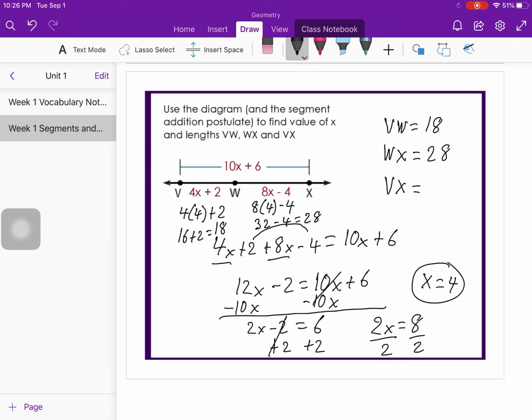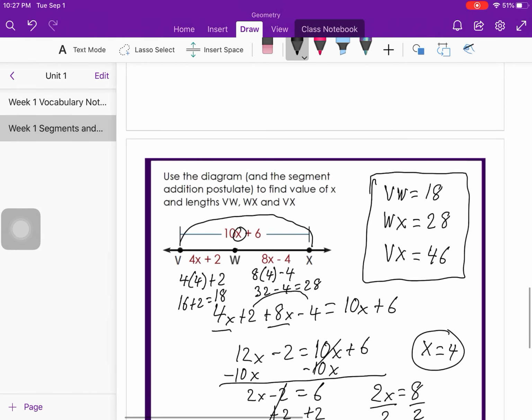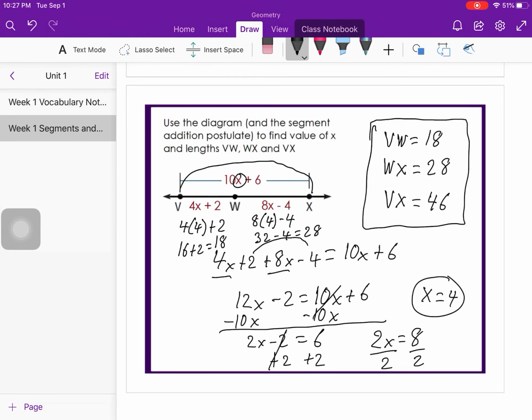Now there's two ways you could do the last part. VX is the biggest part. Now that we know what the two small chunks are, you can just add those together. 18 plus 28 is going to give you 46. Or you could plug in 4 in place of the x here. 10 times 4 is 40, and 40 plus 6 is also 46. This is our final answer right here. These are just in units because we don't know if it's inches or centimeters, but you don't have to worry about that right now. Okay, that's it for this lesson.